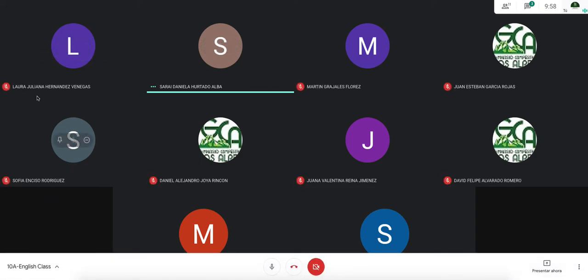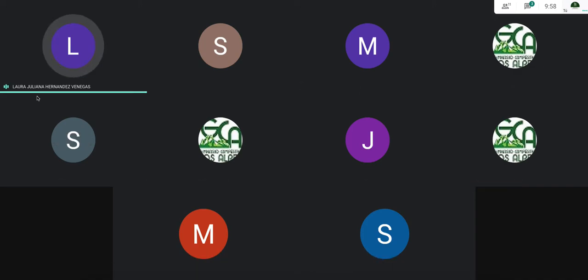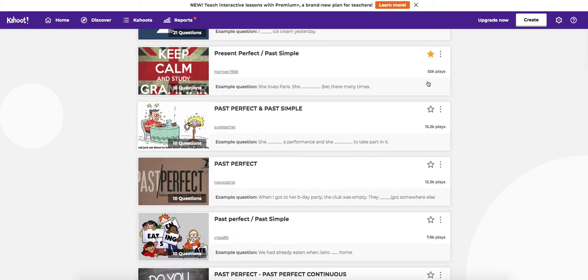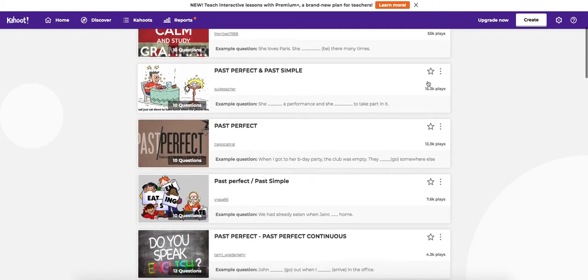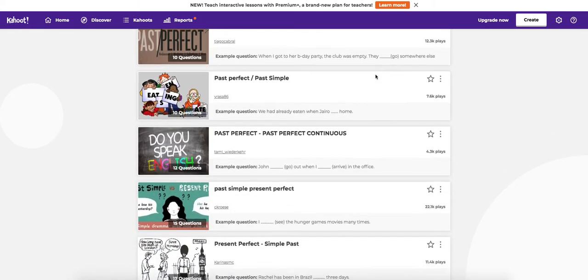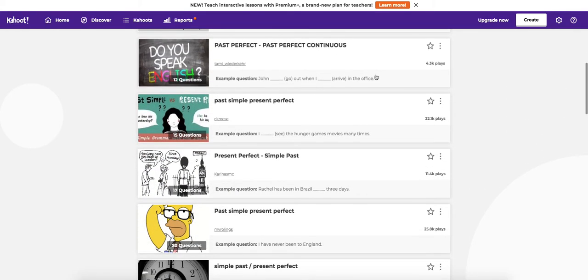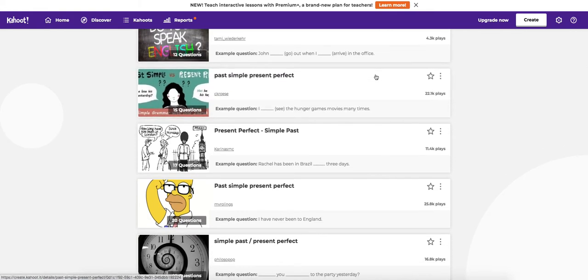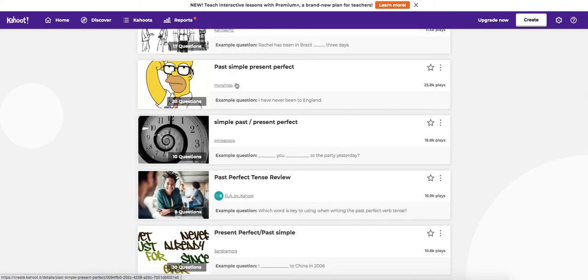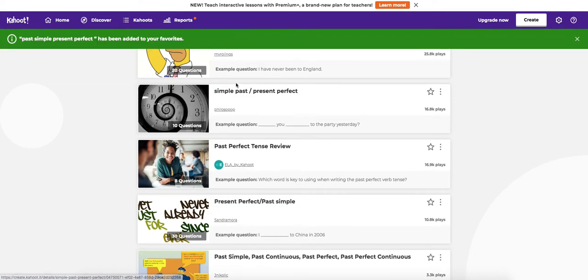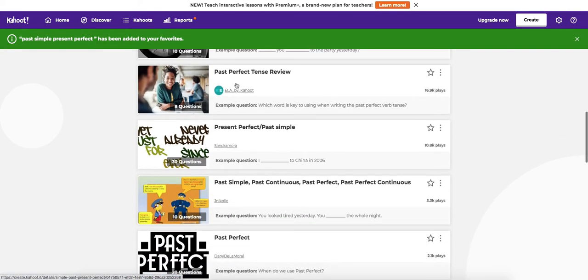How is the structure, Laura? The structure of past perfect is subject, had, always. You are going to use had with every single tense. Okay? Then the verb in past participle and the complement. Okay. So that's it. Now, my dears, verb in past participle, you have to remember that.